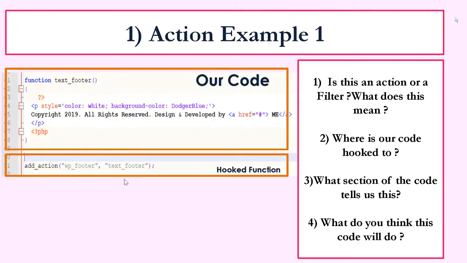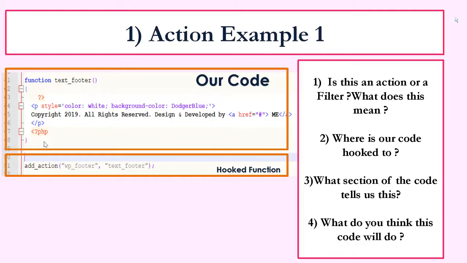Again, number 3, this section tells us this. Okay, so this section tells us where our hook is, or where we're hooking the code. This section is the function name. So this and this is the same. So it's saying we're going to call this function, and then this is our code for that function.